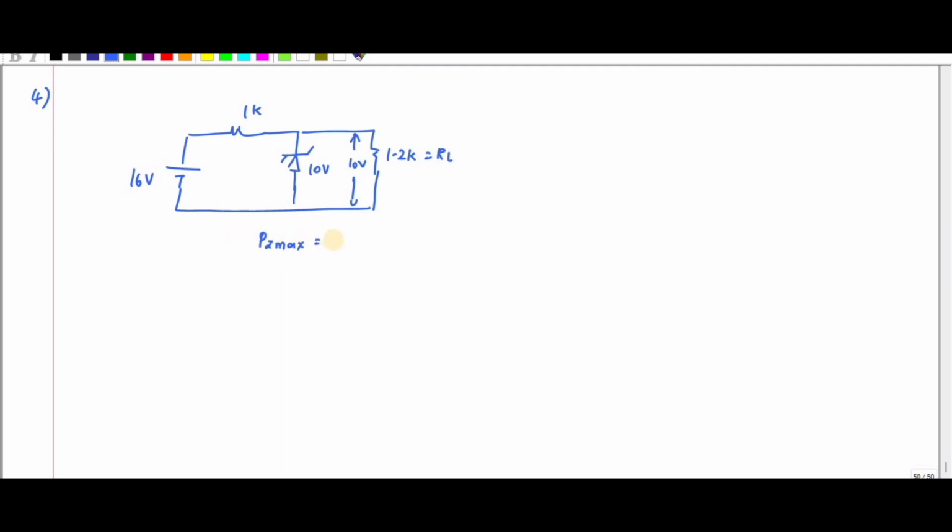P is at maximum, which is 30 milliwatts. Okay. So they have asked what is the value of VL, that is the voltage across this resistance VL, and VR, this one VR. Okay, and what is the value of IZ and PZ?